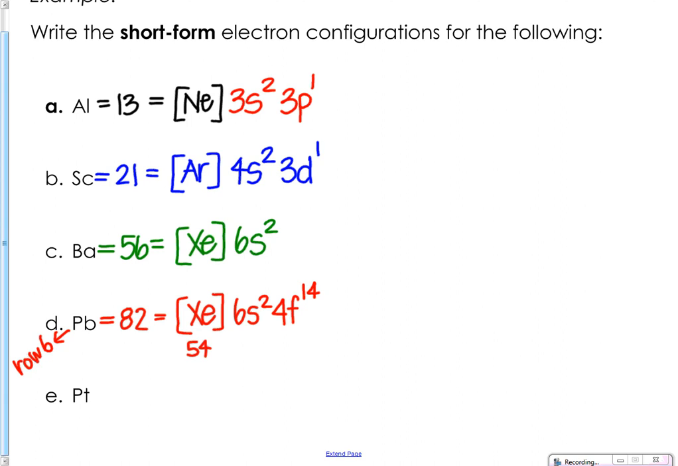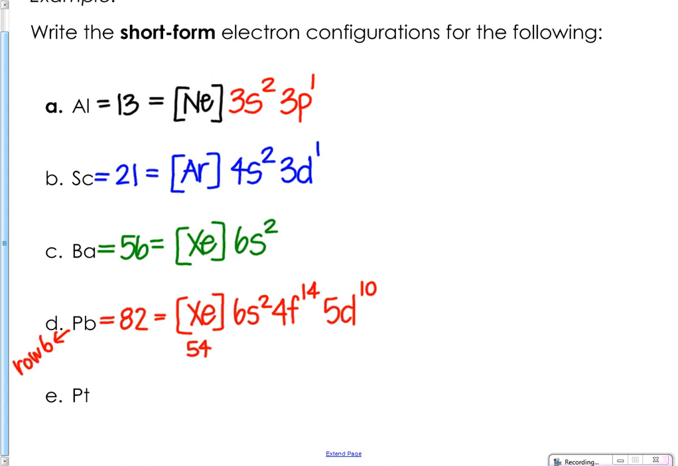So if you look at your total, we'd have 54 plus 2 plus another 14. That would get us to a total of 70 electrons. We have 82 total. So I have 12 remaining. After the 4f, I go to 5d, according to my rule, and I can put 10 in there because I still have 12 left.